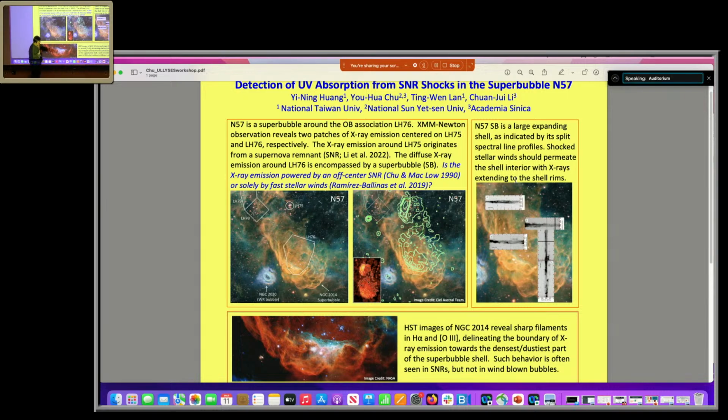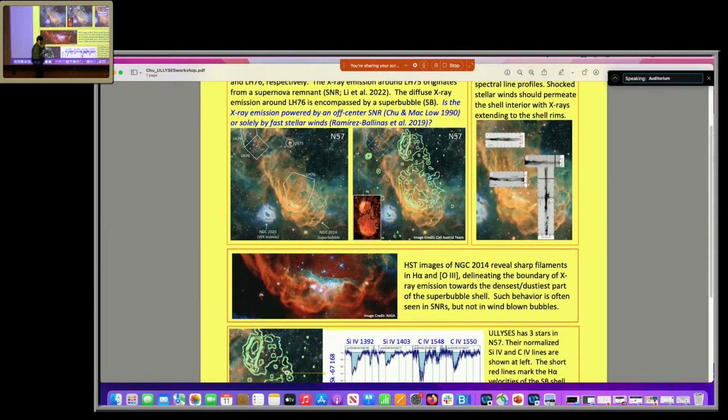And here's the HST image. You see these sharp filaments here? That's the SNR shock. Okay, stellar wind doesn't do that.